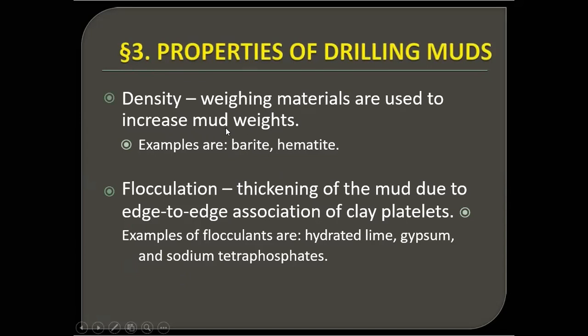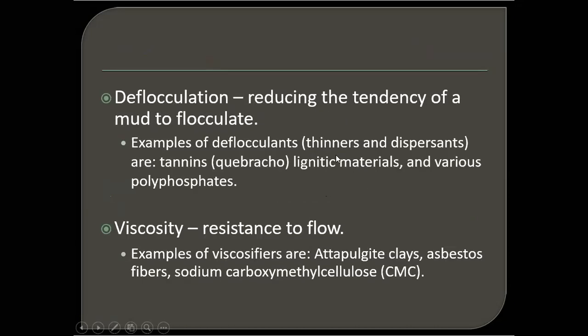Weighting materials are used to increase the mud weight. If you want to thicken the mud so that it can handle the cuttings, you can use gypsum and sodium tetraphosphate. These are the normal flocculants to use so that you can thicken the mud and it can lift the cuttings properly. And if you want to thin the mud, use a thinner or dispersant. If you want to make the drilling fluid thinner, you can use materials such as tannins, lignitic material, and various polyphosphates.